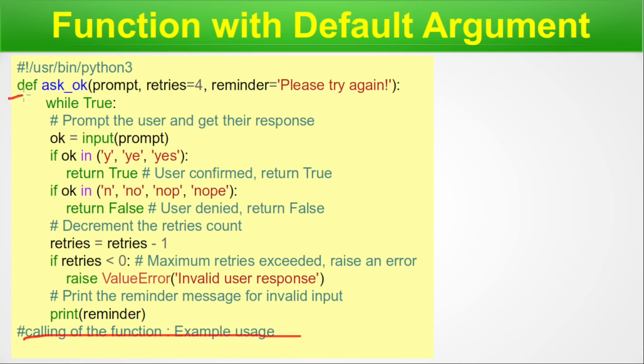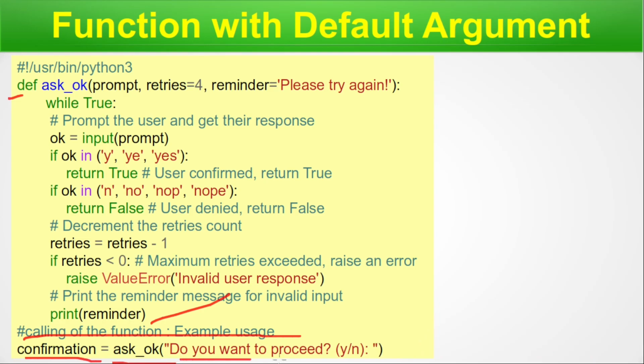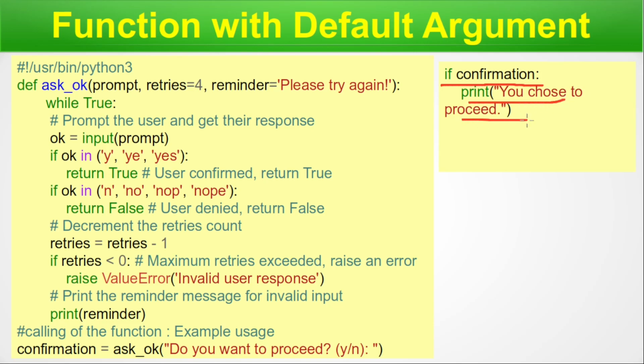So here this function has ended, right? Now let us call the function. Confirmation, then ask underscore OK. Do you want to proceed? Yes or no. This is the calling of the function. And next, in the further part of the code, we have if confirmation: print you choose to proceed, else you choose not to proceed.